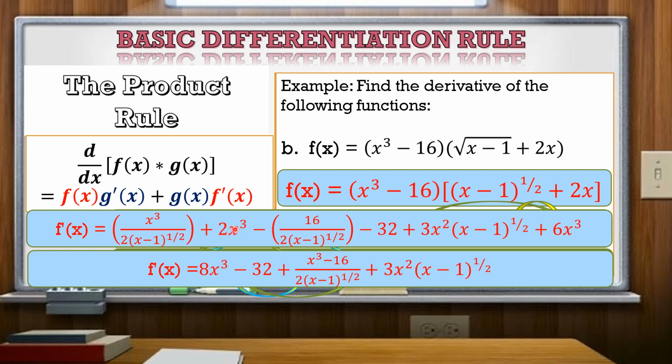So, si 2x cubed pwede natin i-combine with 6x cubed. Kasi para silang x cubed. And 2 plus 6 is 8. Kaya naging 8x cubed. So, copy yung constant which is negative 32. Wala tayong other constant. At then, i-copy natin, kasi we cannot combine this with other terms. So, we have plus 32, plus 3x squared times x minus 1 raised to 1 half. And this is the final derivative of your function.